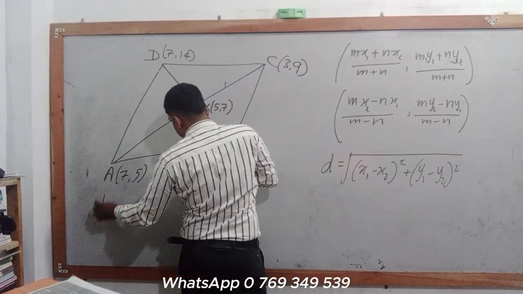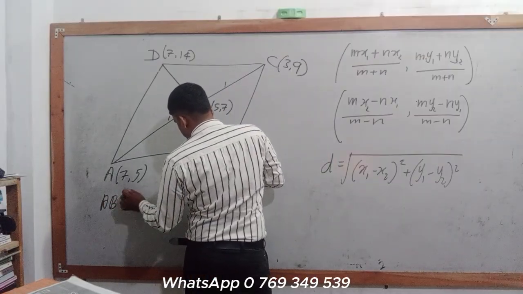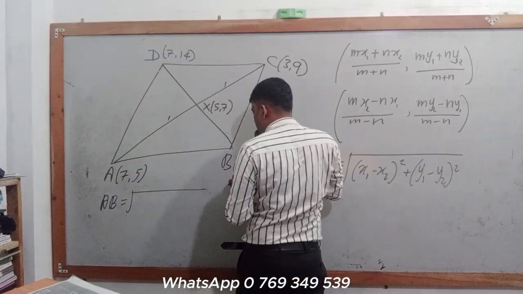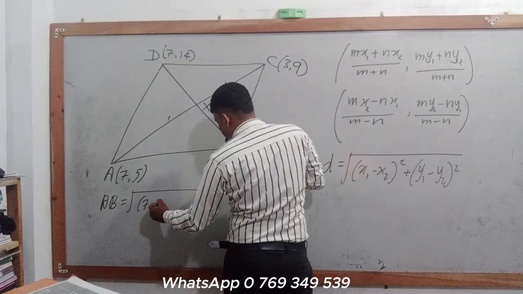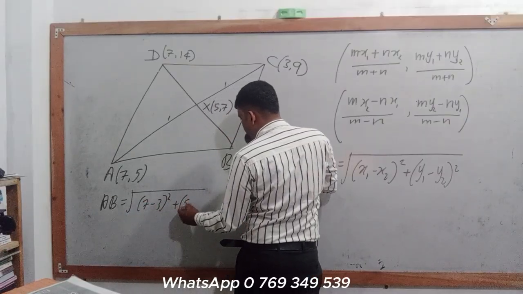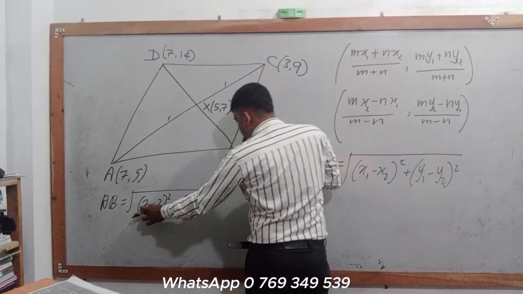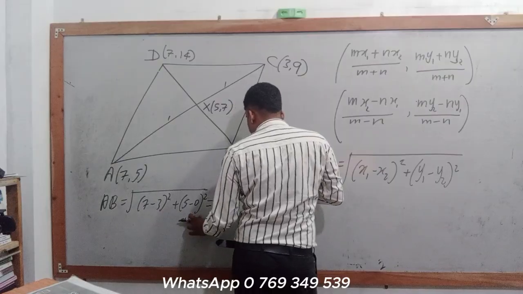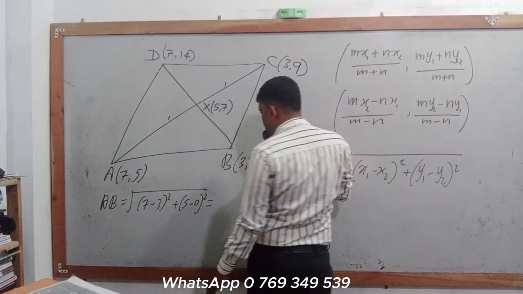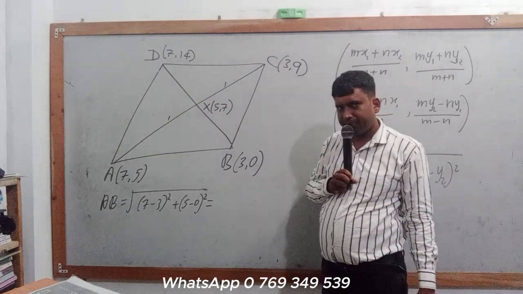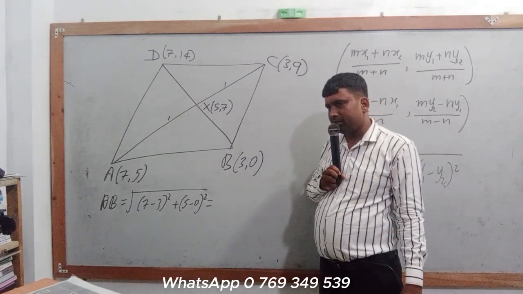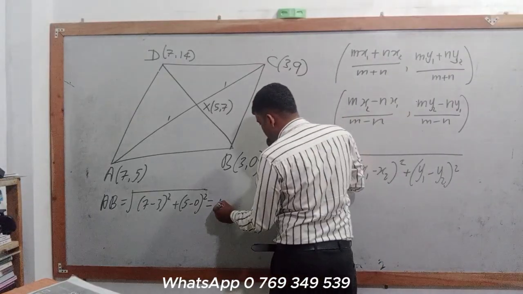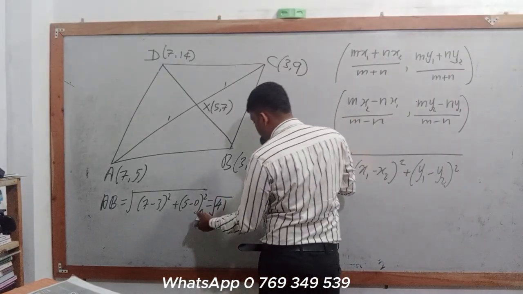First, try AB. 7 minus 3 is 4. 7 minus 3 square plus 5 minus 0. This is 4 and this is 5. 4 square is 16, 5 square is 25. 16 plus 25 is 41. Root 41.